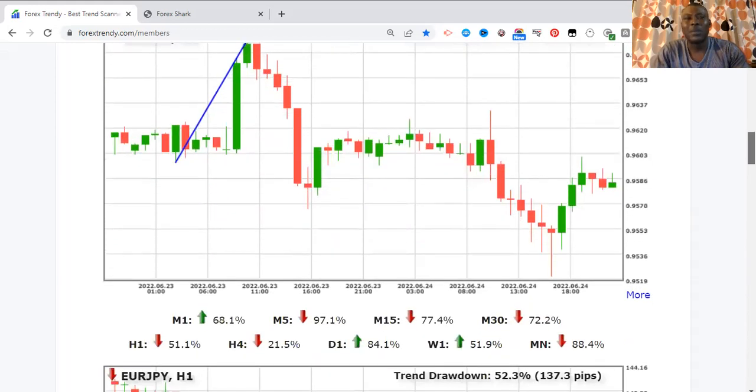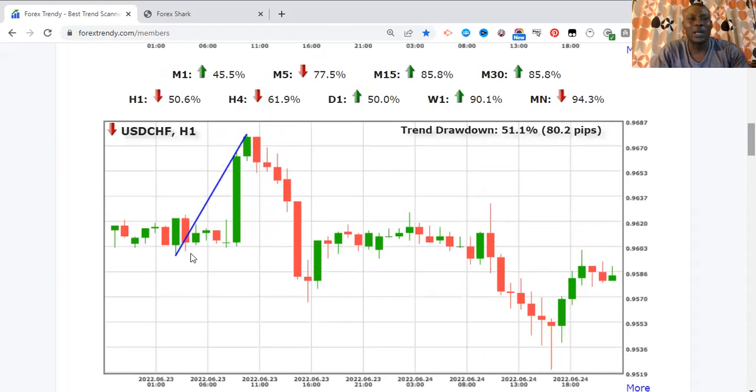Same. Like this one here. The price has pulled back to the moving average. You wait for your entry confirmation. You get in. You make big profit. Let's go to the next.